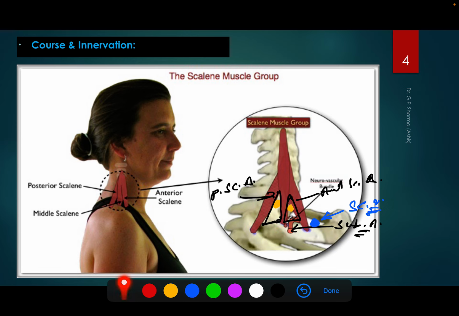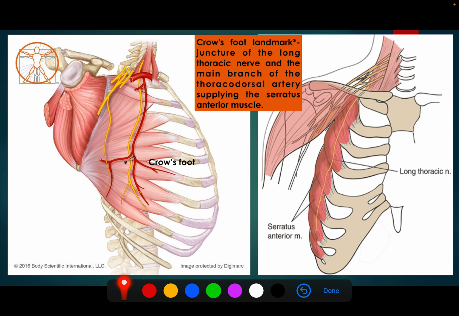Now let's see, we're discussing the course and innervation of our long thoracic nerve. The long thoracic nerve exits from the posterior scalene triangle. As it exits from the posterior scalene triangle, look here, it passes below the clavicle and anterior to my first rib and second rib, and then it descends down through the mid-axillary line.